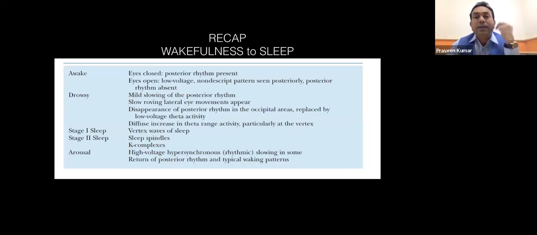So, recapitulation: awake with eyes closed, you should basically get the posterior rhythm present. With eyes opening, low voltage, and you start losing your posterior rhythm. If it is stage 1 sleep, you get the vertex wave. If it is stage 2 sleep, it is spindles, and you can also get the K complexes.